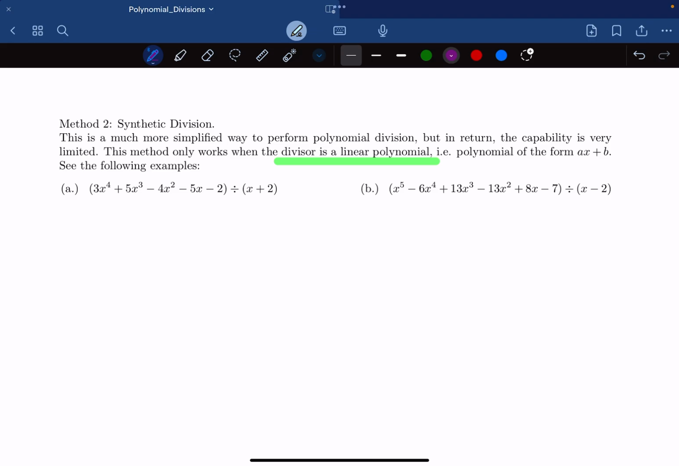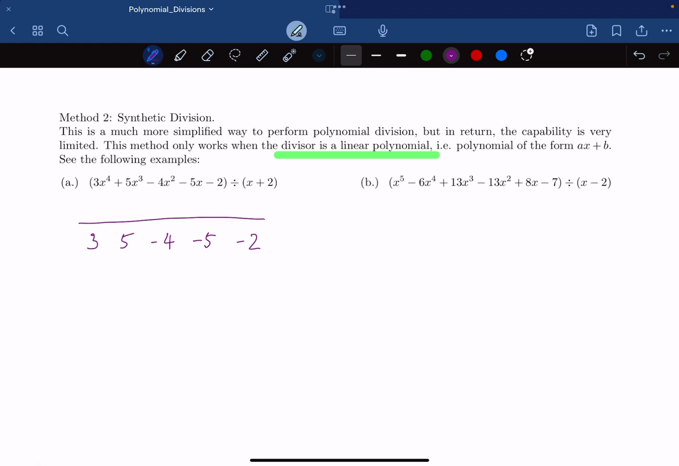The setup of synthetic division is pretty simple, right? Again, it's supposed to be a much shorter way of doing this. Instead of writing out the whole dividend, I'm only going to write out the numbers, the coefficients. So 3, 5, -4, -5, and -2.